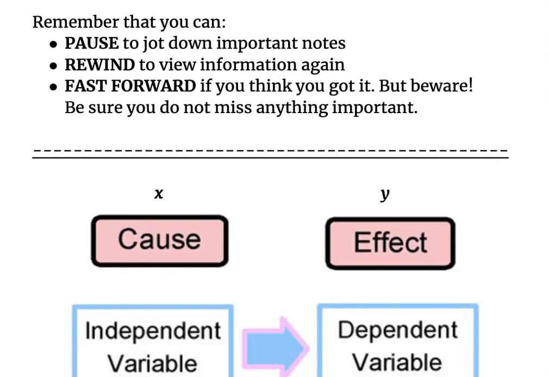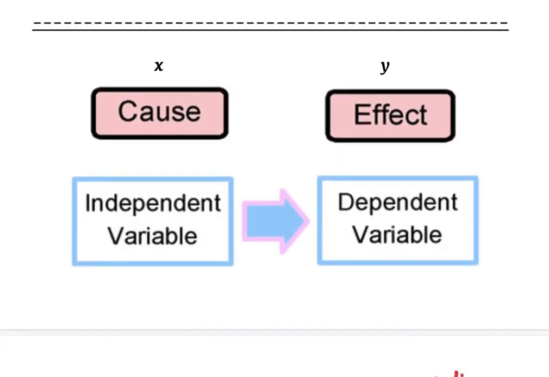So to review what we've done so far, we've talked about how x and y are like your cause and effect, and in math we call them independent and dependent variables. So the x is always going to come first and then the y. They're in alphabetical order, so that makes that easy. The x is going to cause a change in the y. That's why the y is called the dependent variable. It's going to depend on what happens to x.